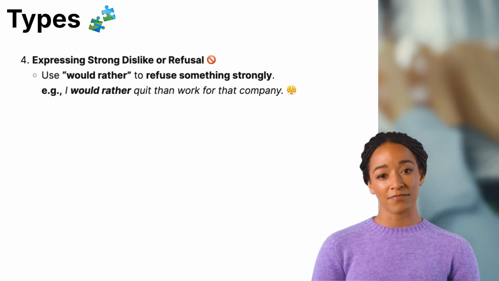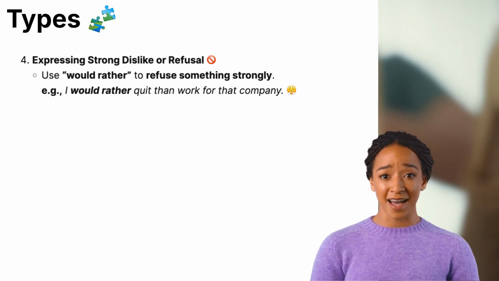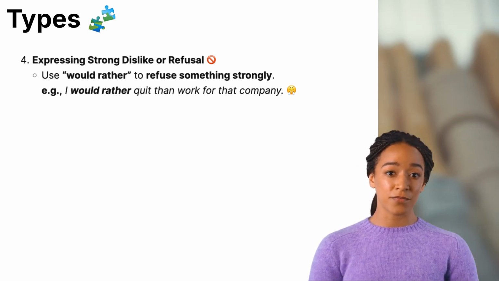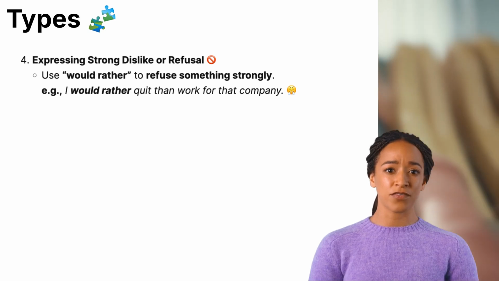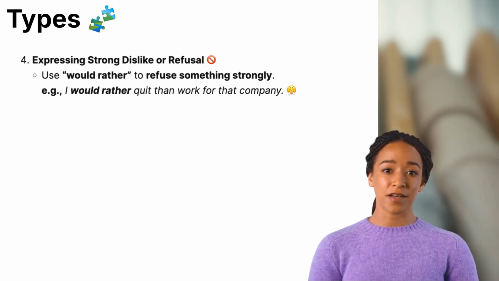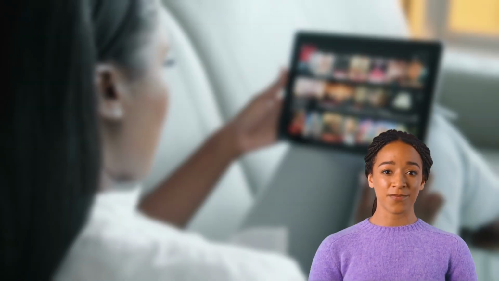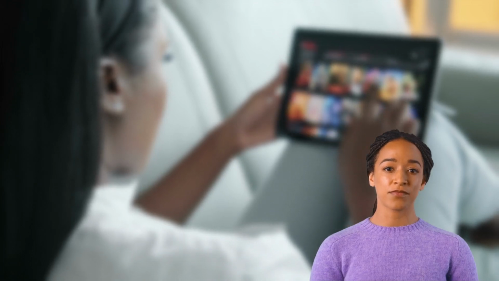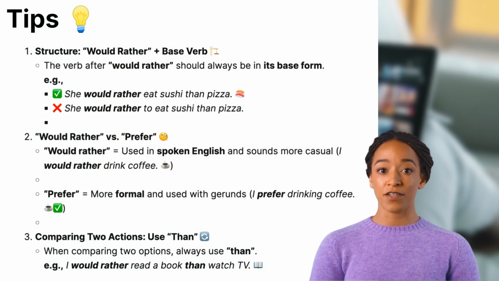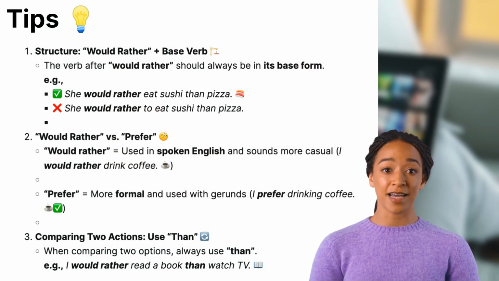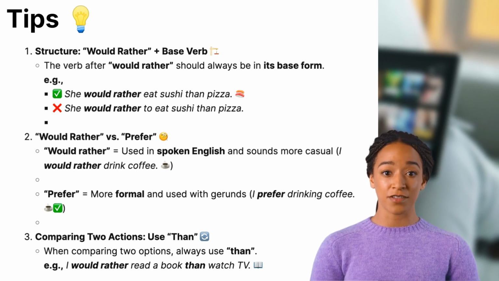More examples. He would rather fail than cheat on a test. She would rather be alone than in a bad relationship. If you want to express a strong preference or refusal, would rather is the perfect choice. Now that we've covered the different ways to use would rather, let's go over some important tips to help you use it naturally and correctly in conversations.